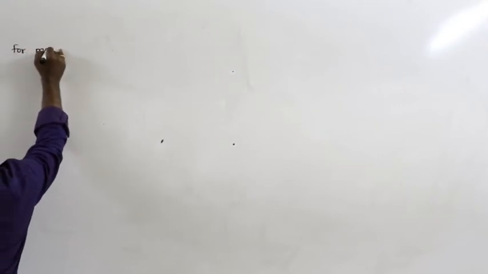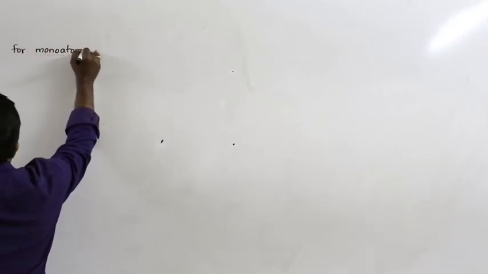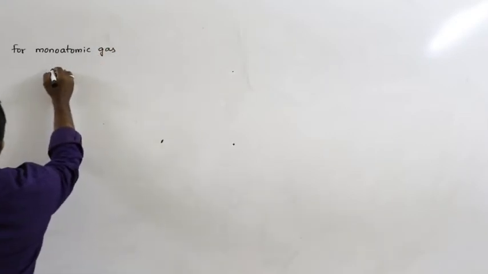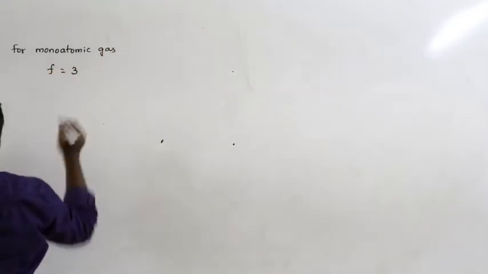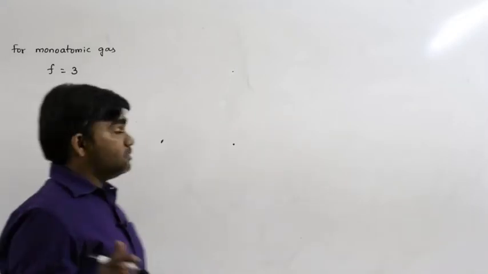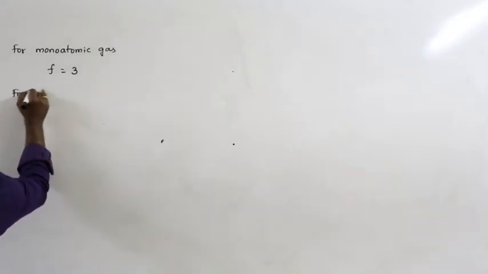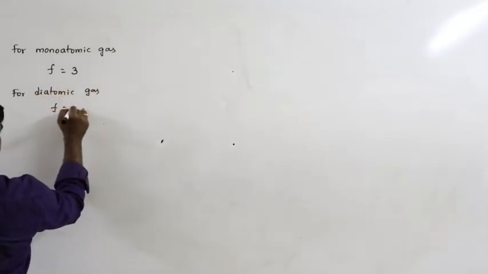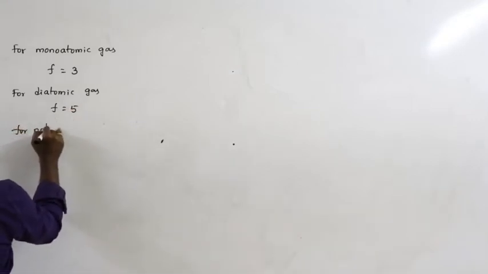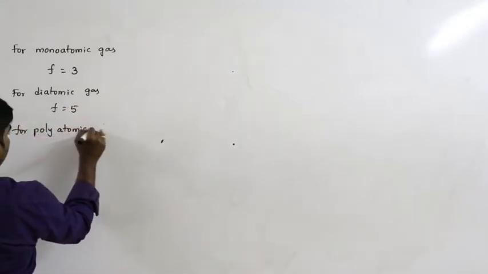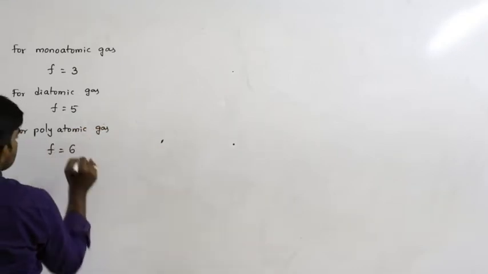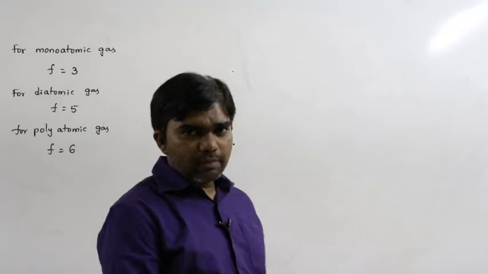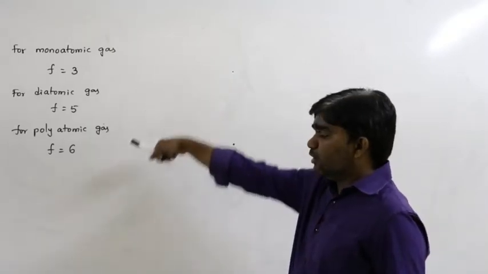For monoatomic gas, the number of degrees of freedom, denoted with F, is 3. Only 3 translatory motions. For diatomic gas, how many degrees of freedom do we have? For diatomic gas this is 5. For polyatomic gas, the number of degrees of freedom is 6. So monoatomic, diatomic and polyatomic gas, we have 3 conditions.